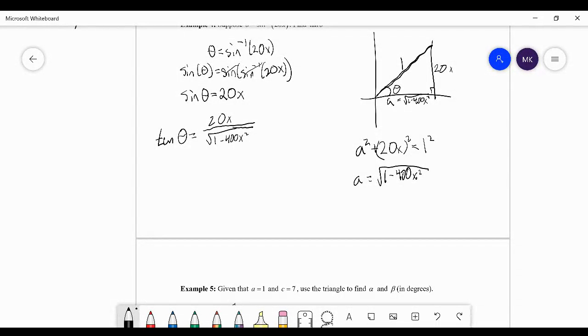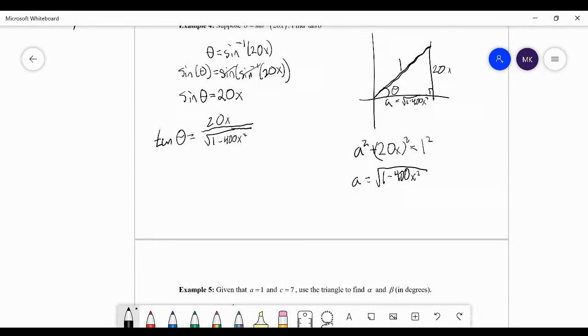Now, quite honestly, I would be perfectly happy with you leaving it like this. But we can also rationalize this if you would like, if that would make you feel a little better, right? And just say that that is 20x times the square root of 1 minus 400x squared, all over 1 minus 400x squared.